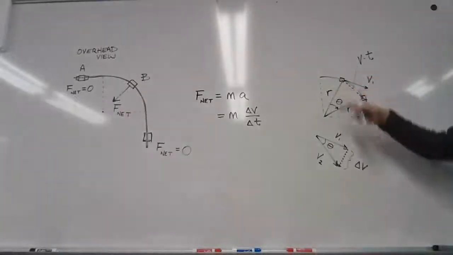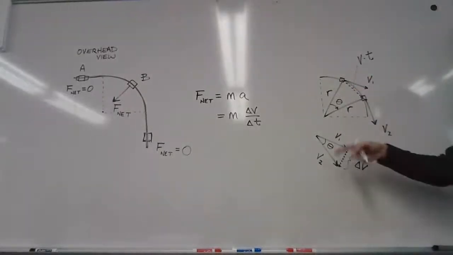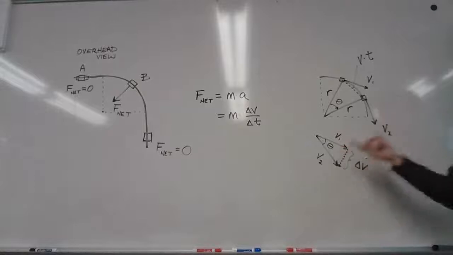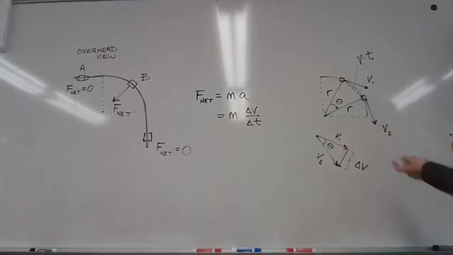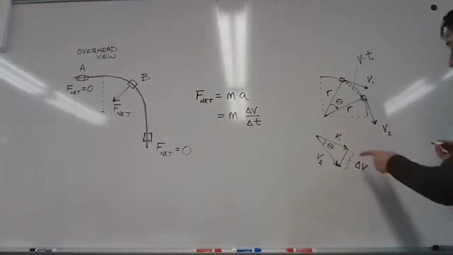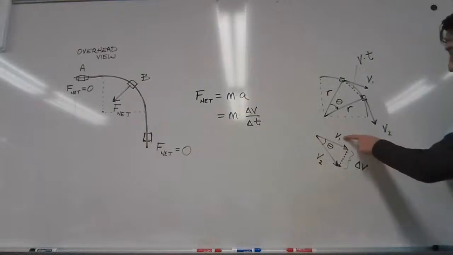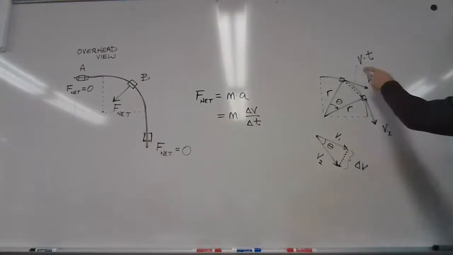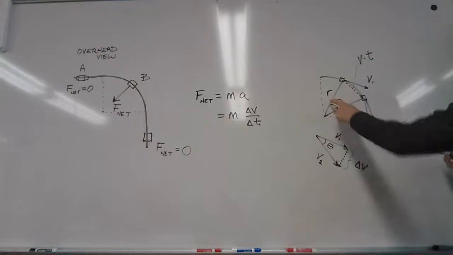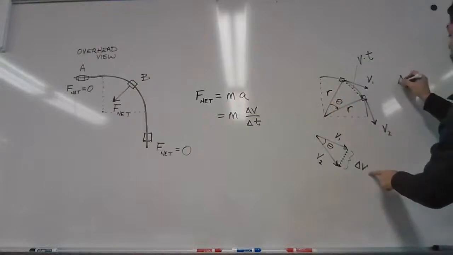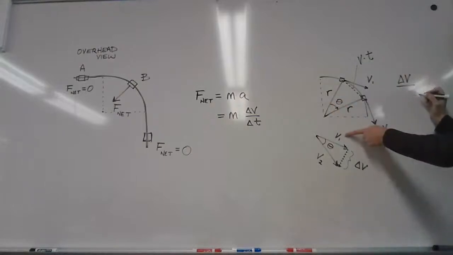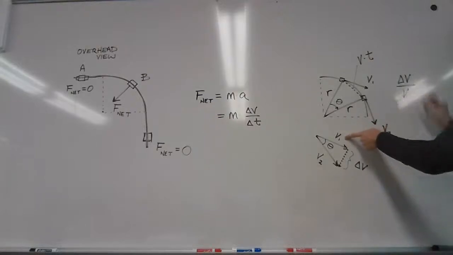These are similar triangles. They're both isosceles triangles with the same angle, so they're similar. So I can write a proportion. The proportion would be something like, this is to this as this is to this. So I'm going to write that. Delta V is to, now I just want to talk about the size of this vector. How big is this vector? It's V.